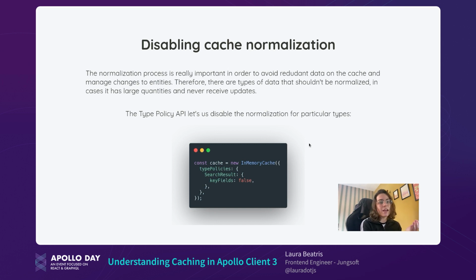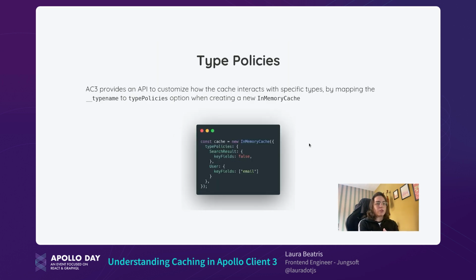So let's say that we want to cache the data, but we don't want to avoid redundancy. You just want to cache the whole list of search results without assigning a unique identifier for each one. So AC3 provides an API to customize how the cache interacts with specific types by mapping the type name to type policy options and creating a new in-memory cache.